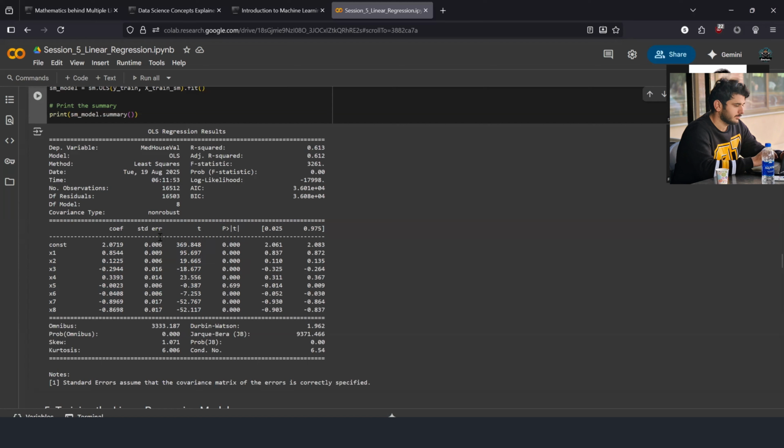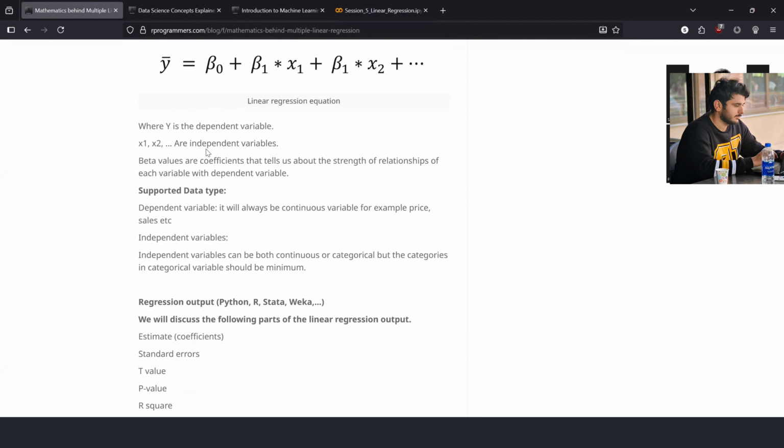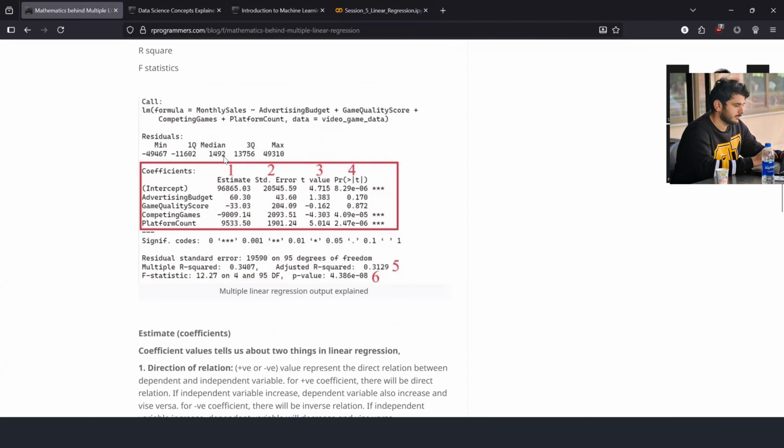Now, the main thing that we should be worried about is the p-value. It should always be less than 0.05. If it's less than 0.05, it means our variable is significant, like it has a relationship with our dependent variable, right? Now I'm going to talk a bit about mathematics here. It will be a bit mathematics heavy, but I think it's worth it to understand what goes behind it.